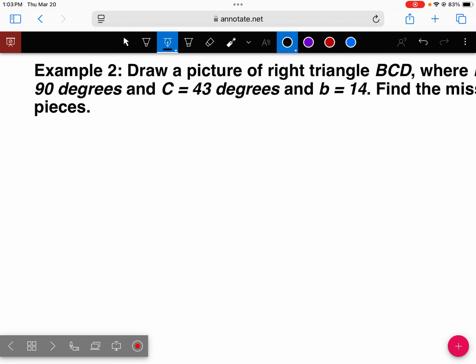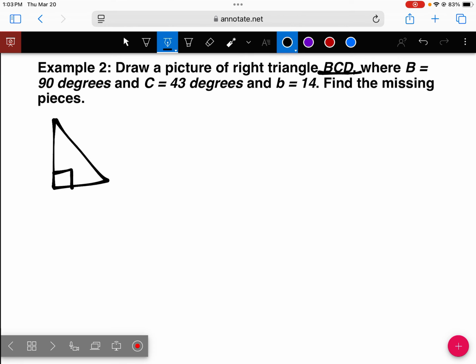So question 2, now we're using different letters, B, C, D. So I'm going to draw my right triangle. This time it's telling us that B is 90. So I have to put my capital B where my 90-degree angle is. And then C at the top, D at the bottom.